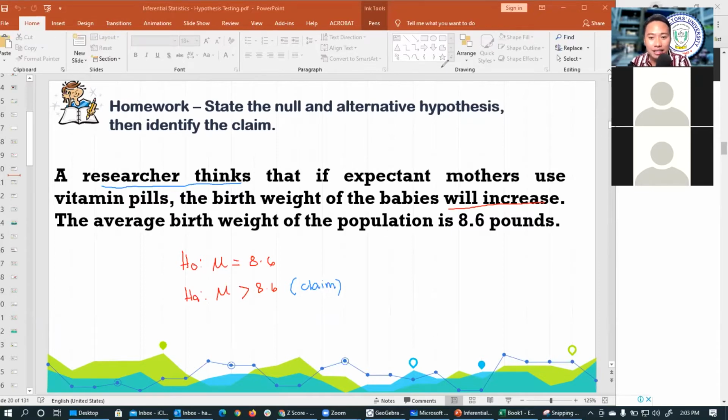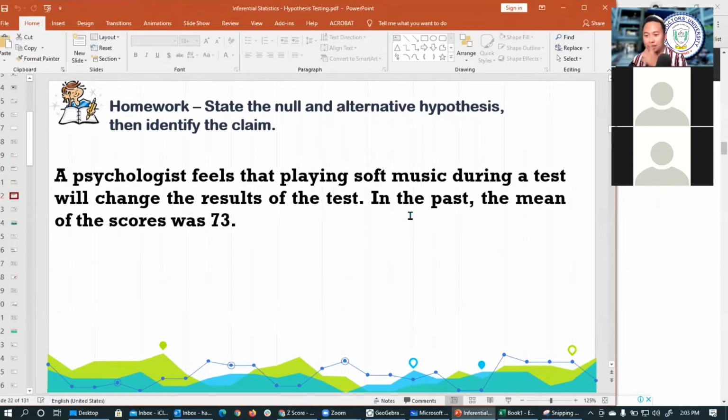Okay, let's have next example. I'm going to clear this drawing. Next example. Here. A psychologist feels that playing soft music during a test will change the results of the test. Do you believe in that? Whenever you take an examination, then you are listening to music, you would get better scores. What do you think?